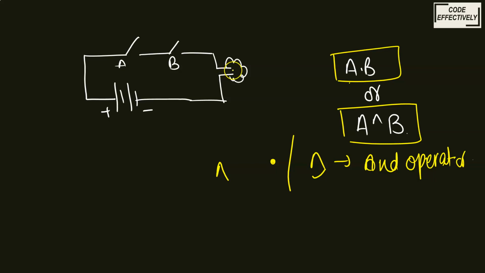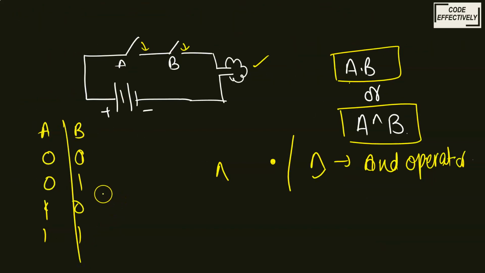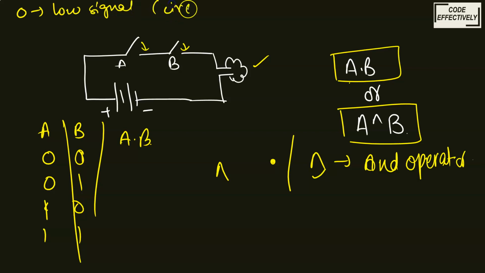Now in your physics you must have studied, when the circuit is in series, then both the connections have to be closed so that the bulb may light. So let's say the input is 0, 1. And let me write all the inputs here: 0, 0, 0, 1, 1, 0, 1, 1. These are the inputs that I was using previously also. So when it will be A dot B, it will be 0 dot 0. So it means the circuit is open. As I told you before, 0 means low signal, or you can say that the circuit is open. Here the circuit is open.